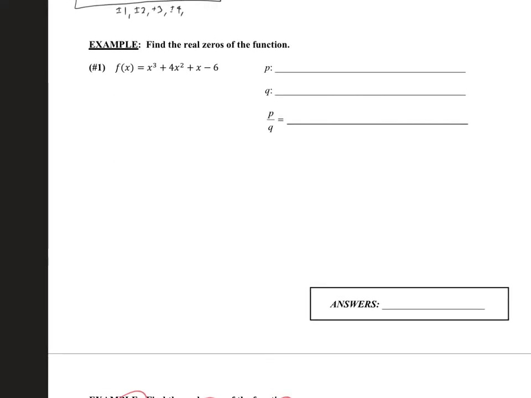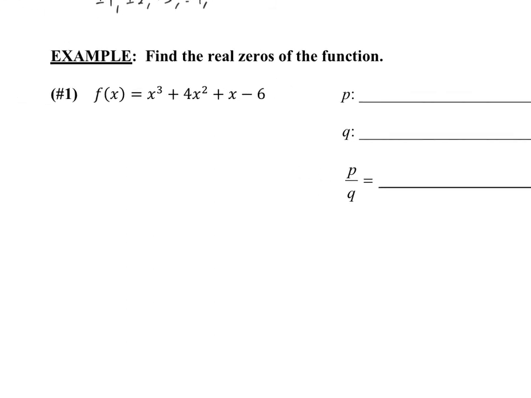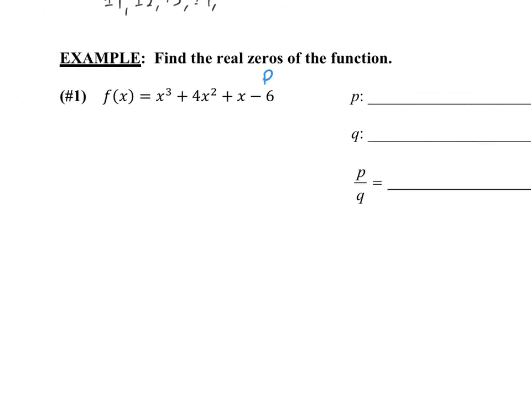Find the real zeros of the function. So we have f of x equals x to the third plus 4x squared plus x minus 6. Okay, so we need to find our p's and q's. Remember, our p's are the factors of 6. Our q's are the factors of 1, in front of the x cubed.